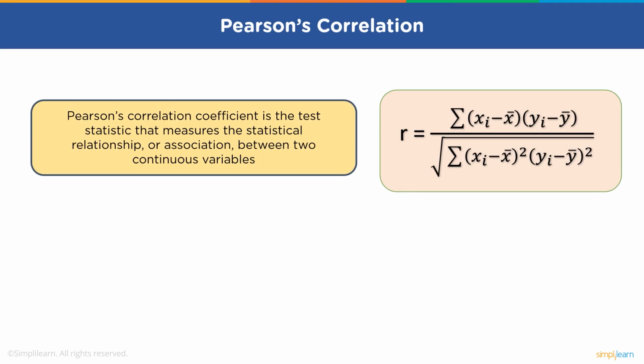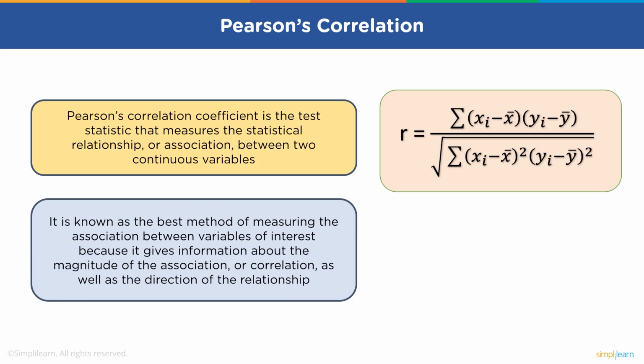Now let's discuss what is Pearson's correlation. Pearson's correlation coefficient is a statistical test that measures the relationship or association between two continuous variables. It is known as the best method for measuring the association between the two variables because it gives the magnitude of the association as well as the direction of the relationship.